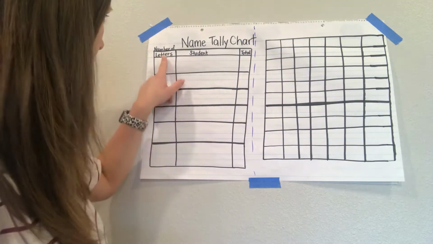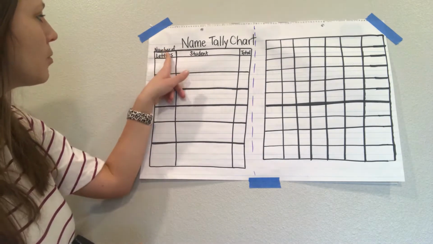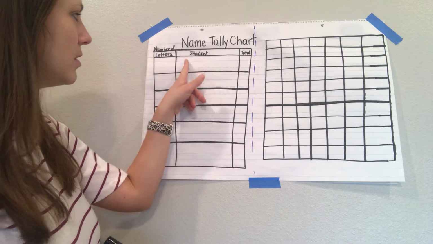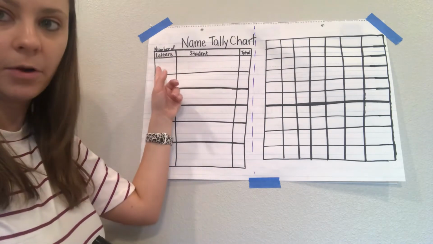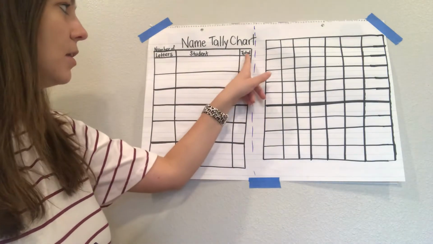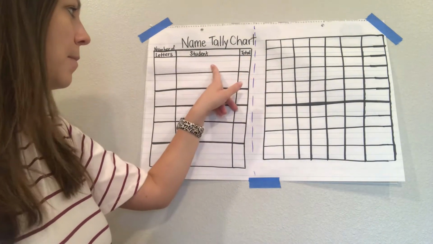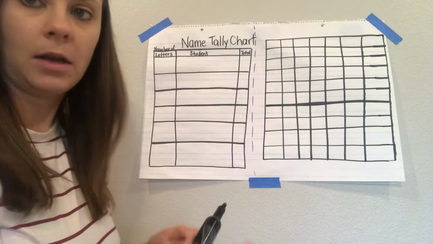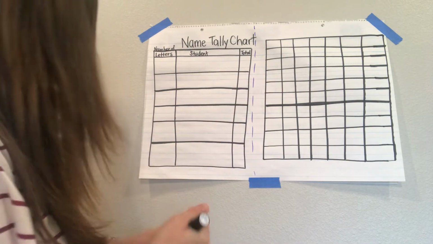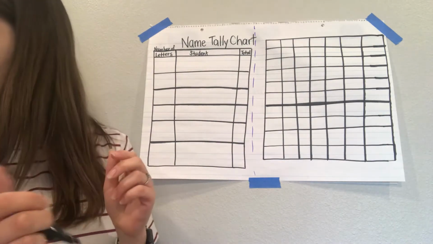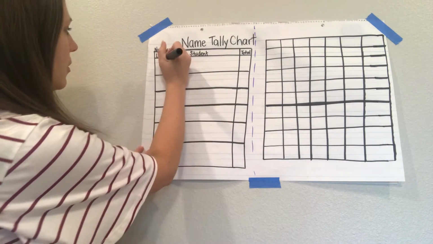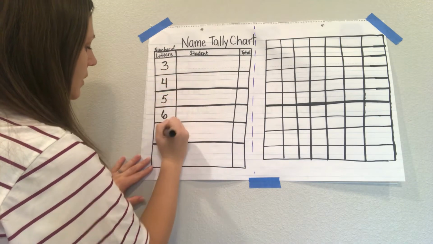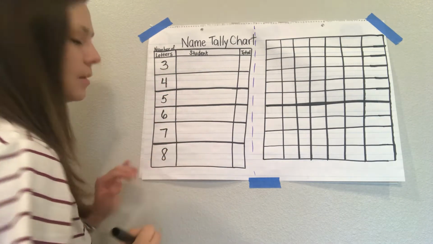And then I've already added some labels to it. Right here is where the number of letters is going to go. And then here we're going to tally how many students had that number of letters in their name. And then this says total. We'll count up how many tallies and write the total in standard form there, just like a number. Okay, so my choices for number of letters: 3, 4, 5, 6, 7, 8.